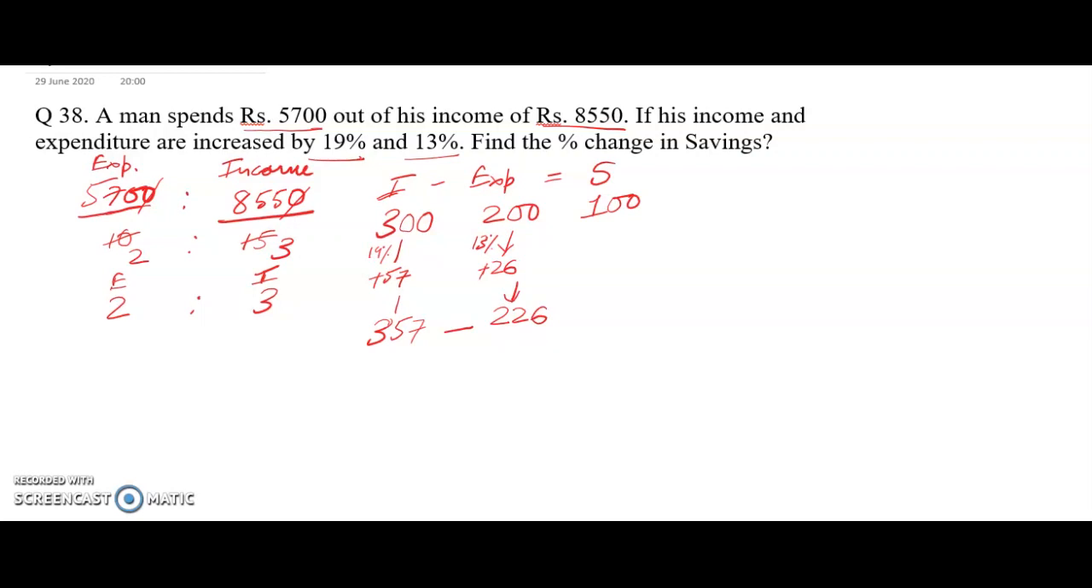So new income minus new expenditure will give us the new saving, which is 131. Now our earlier saving was 100. Now the new saving is 131. So there is an increase of 31 units. We need to find the percentage change in savings, which is 31 divided by 100, 31%. So 31% is our answer.